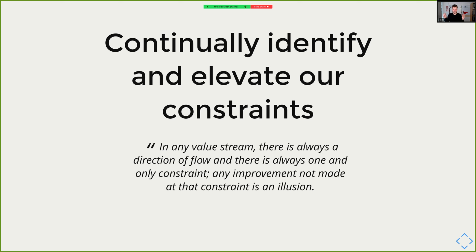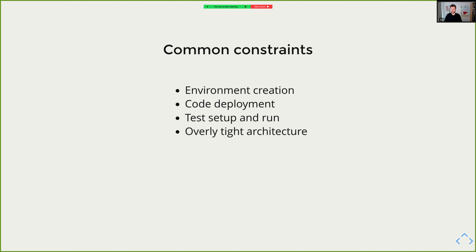So we must always identify the biggest constraint we have in our pipeline and focus on that one. Focus anywhere else is unnecessary work. Therefore, we always have to continually work on removing constraints in our value stream, identify the biggest constraint, and then fix it. And here we have some common constraints in the non-DevOps workplace. So we have environment creation.